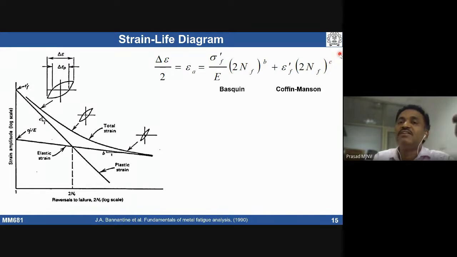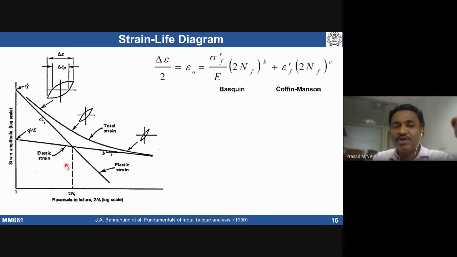This is how people mathematically establish how the strain amplitude changes. When you change the strain amplitude, our number of cycles is going to change. The relationship between strain amplitude and number of cycles to failure is expressed by using these two equations, Basquin plus Coffin-Manson, to establish the complete S-N curve of the material.